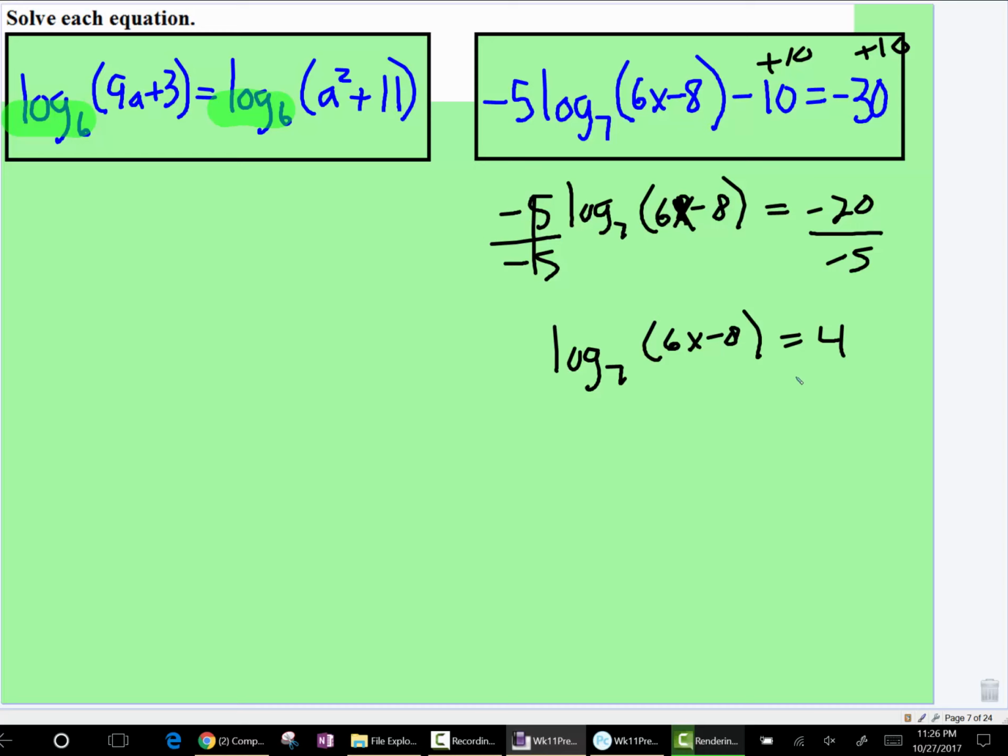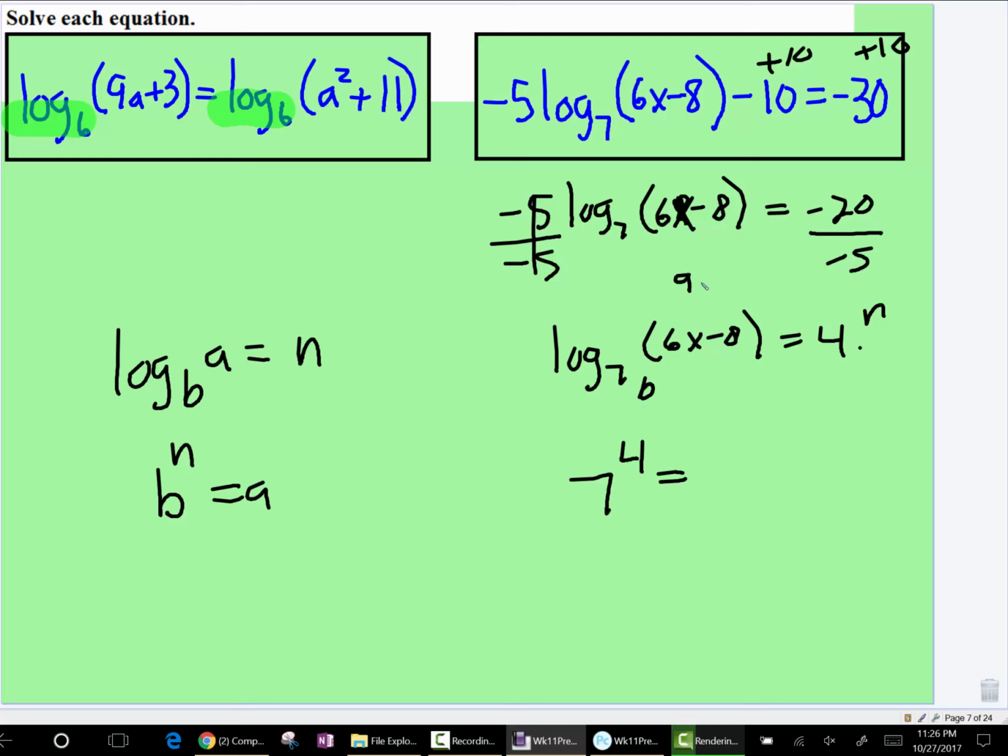Now the undoing of a logarithm is exponential. So if log base b of a is equal to the exponent that we call n, when you rewrite it, it's b to the n is equal to a. So here's our b, here's our n, and here, this whole thing is our a. 6x minus 8, we're going to add 8 to both sides. So 7 to the 4th is 2149 or something. 7 to the 4th. Oh, 2401.